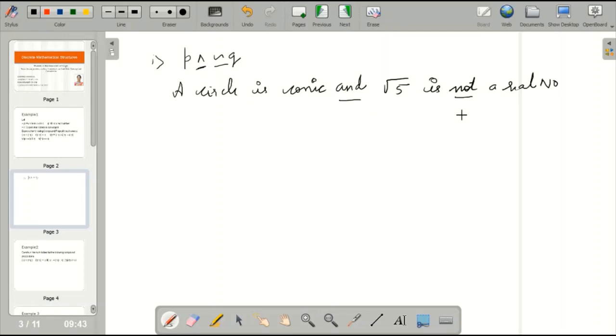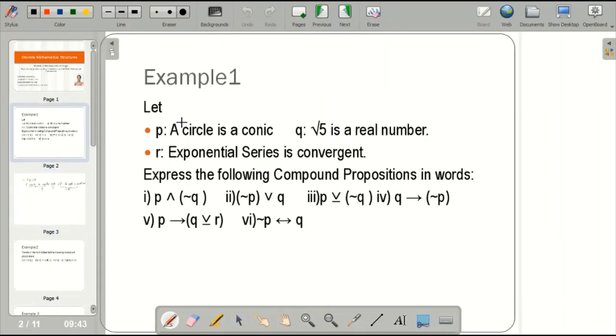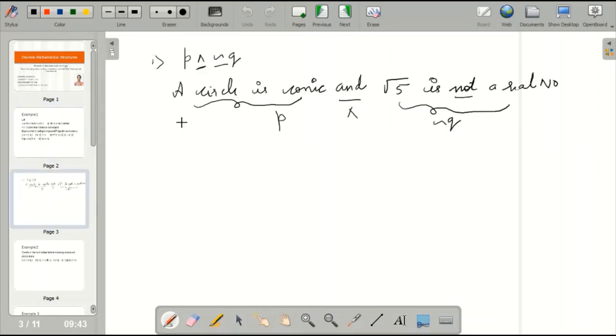So the complete compound statement will be: a circle is conic. This is as it is as P, and this is nothing but the negation Q, and then this is replaced with this notation. So we can see in the previous example, P is a circle is conic, Q is root 5 is a real number. So as it is I have written over here P and negation Q.